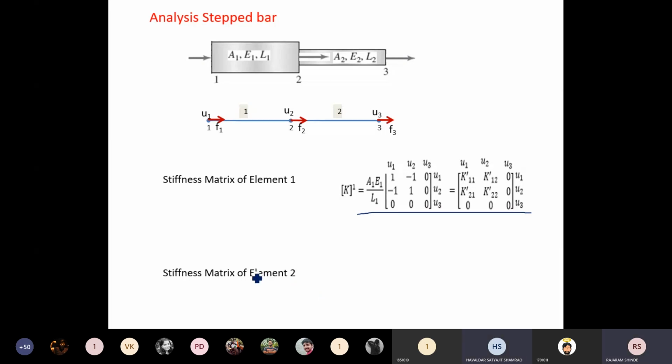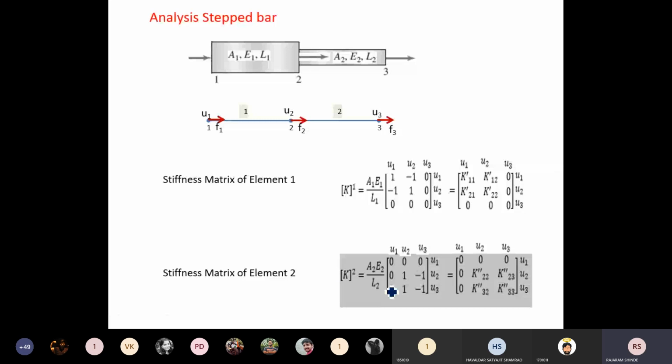For element number 2, you tell the stiffness matrix. Now it is K2, and see here node number 1 is not connected to the element number 2. Therefore, you have first row and first column is 0. First row and first column is 0 in your stiffness matrix of the second element.